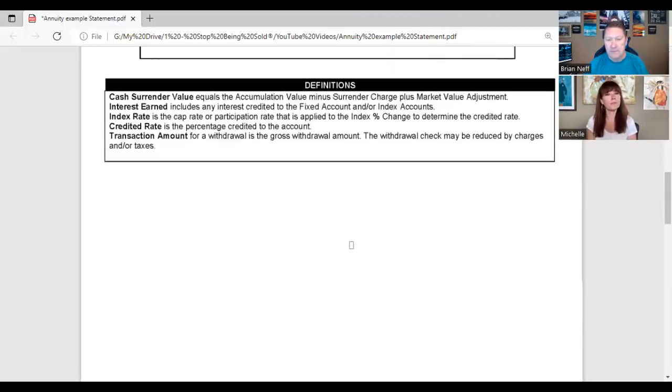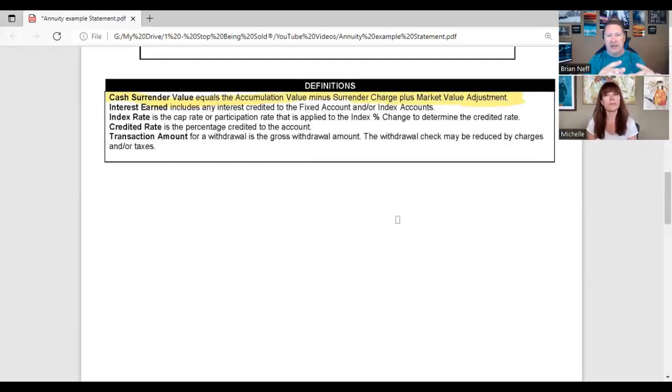So got it. Also on this, and make sure you go back and watch this section of the video, folks, because we talked about that box in the front of the page, talking about the surrender charge, the cash value, the accumulation value, the market value adjustment. Here's the breakdown of the definitions of each one of them. Some of the better annuity companies will put these definitions out there for you to help you understand it. That's why I chose this statement here. So it's pretty easy to understand.